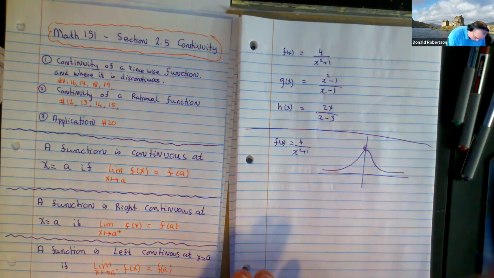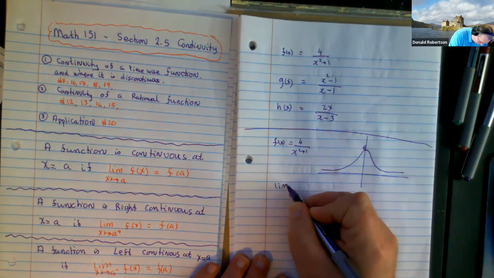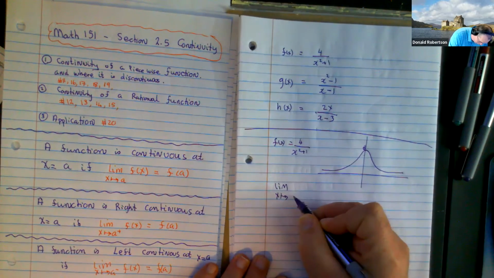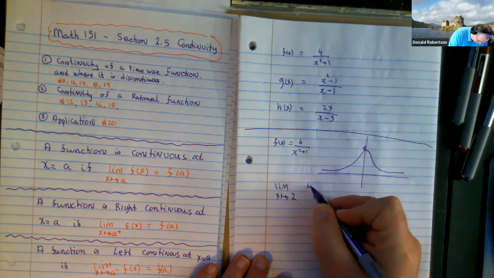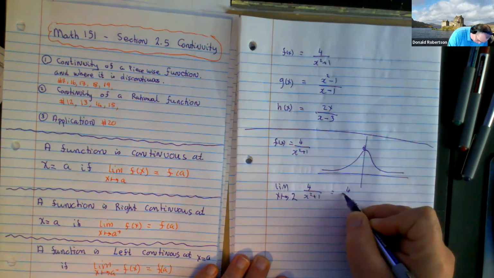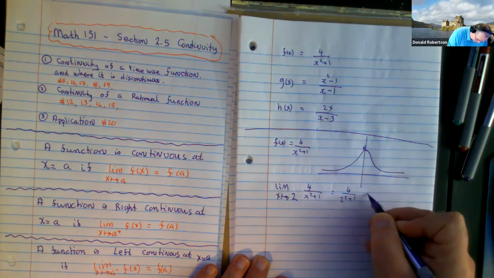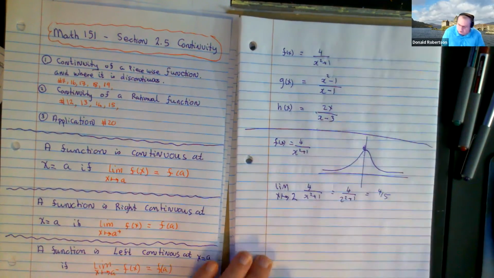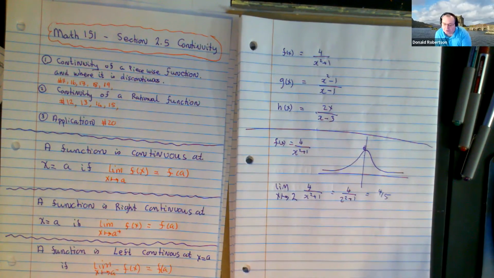So if somebody just threw a question at you and said, what is the overall limit as x tends to 2 of this function? Wouldn't you simply say it's 4 over 2 squared plus 1? The answer is 4/5. Wouldn't that be the overall limit? And there wouldn't be any problems. And if we said to you, what have you got? You would say it's continuous everywhere.